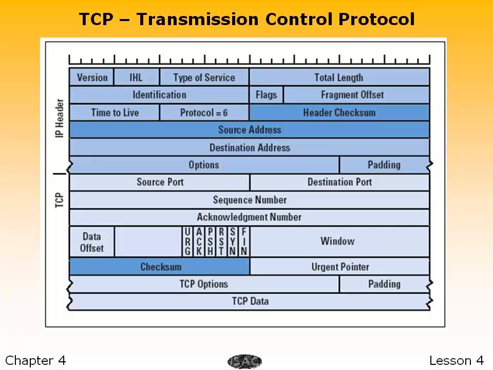The source port in a TCP/IP header has 16 bits and identifies the sending port. The destination port also has 16 bits and identifies the receiving port. Sequence number has 32 bits and has a dual role.